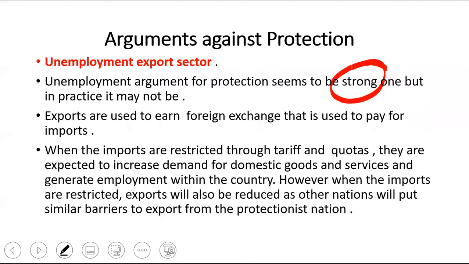Exports are used to earn foreign exchange. It is used to pay for imports. Generally, why do we export goods, children? We are exporting goods because we will get foreign dollars. When we get the foreign dollars, we can utilize them for paying for imports.